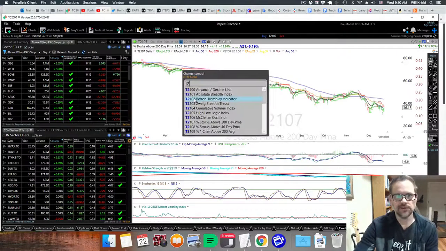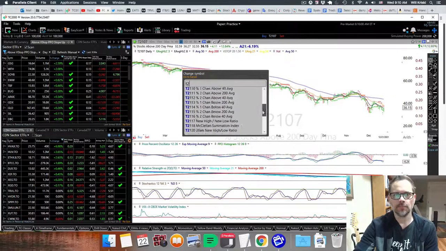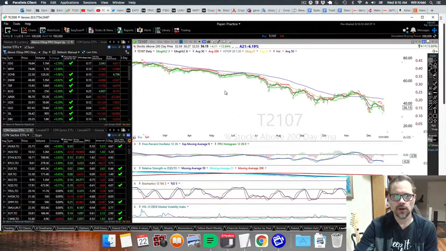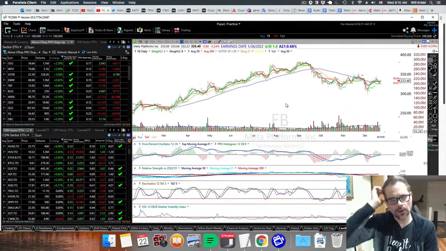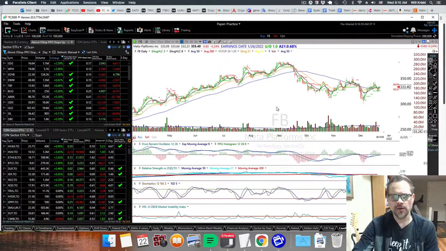You just type T2 and then it pops up here. And any other symbol, if you're looking at a chart and you just decide to type F, B, or whatever, then you can click on it. So it's just a quick way to get to a chart if you know the ticker.